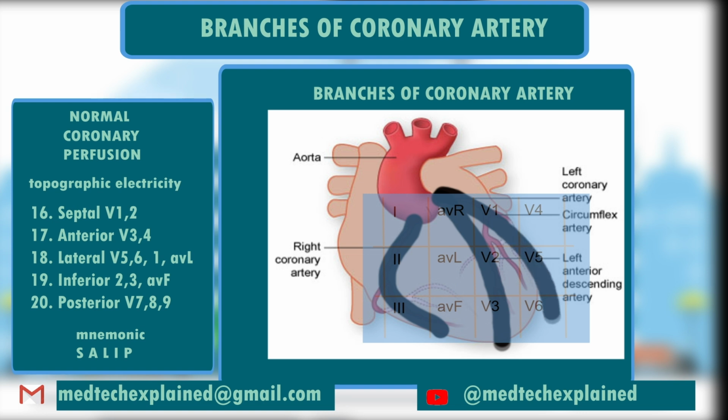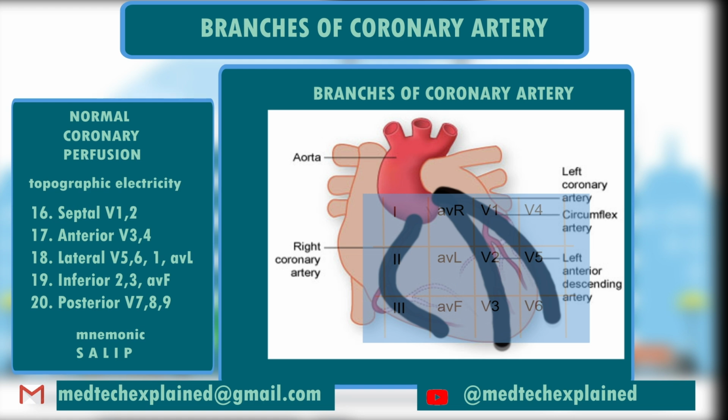So if the coronaries are running down from the top of an ECG paper, the right coronary will run down the limb lead side of the paper and supply the lower limb leads, leads 2 and 3, and the left anterior descending will run down the middle of the ECG paper and so supply the anterior chest leads, V3 and V4, while the left circumflex will run around down the lateral chest side of the ECG paper to supply the lower lateral leads, V5 and V6.